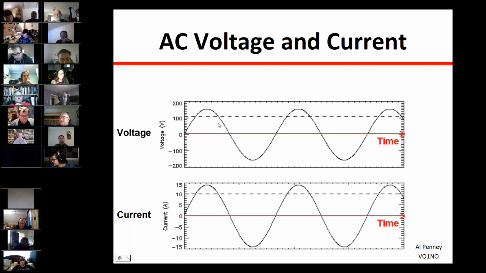And in just a straight resistive circuit, the voltage and the current are in phase, so as the voltage increases, the current increases. That's only in a straight resistive circuit. We're going to see that there are exceptions to that in chapter 4.